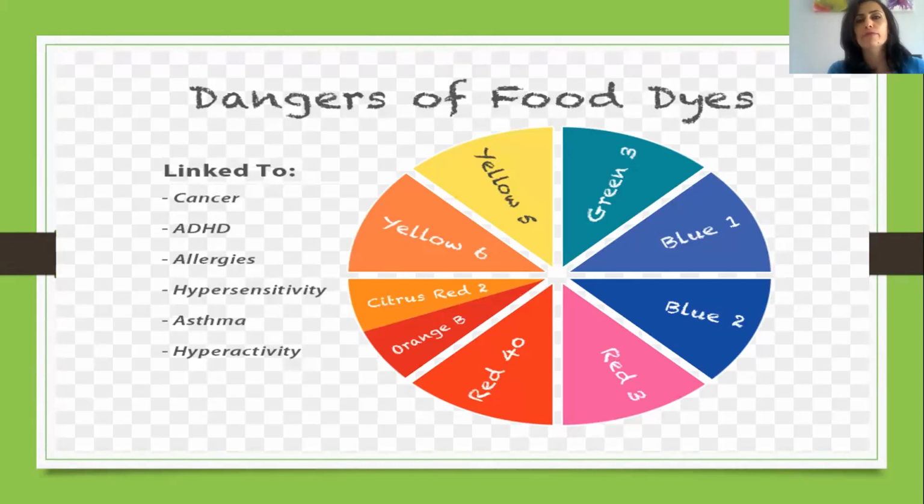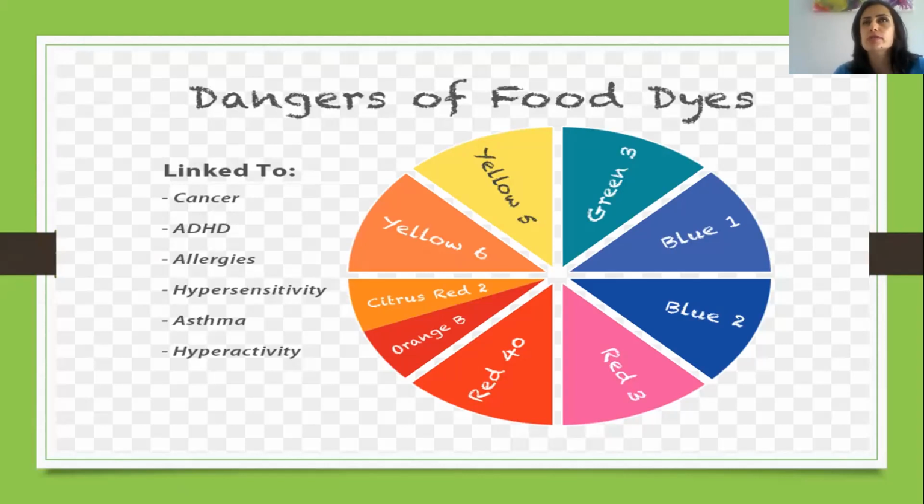And then we have food colorings and dyes. We have different food colorings, talking about artificial food colorings, not the natural ones. Those have different names like yellow 5, yellow 6, green 3, blue, whatever. They are linked to cancer, ADHD, allergies, hypersensitivity, asthma, and hyperactivity, specifically in kids.